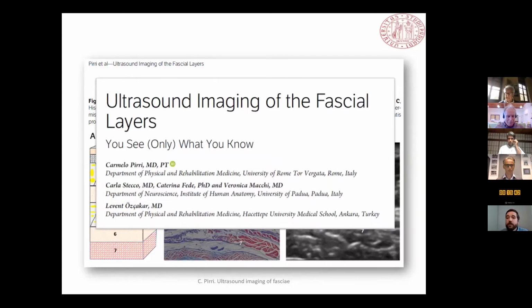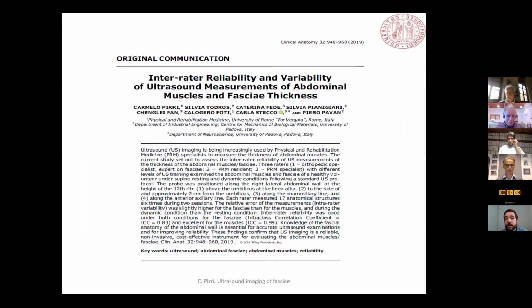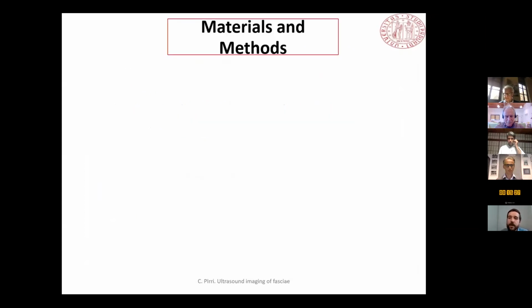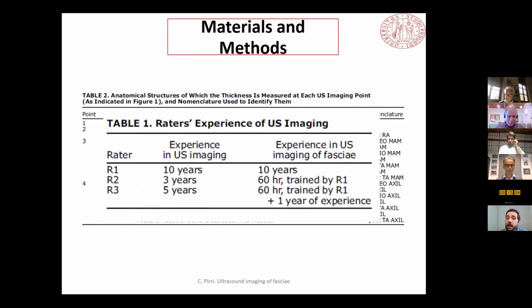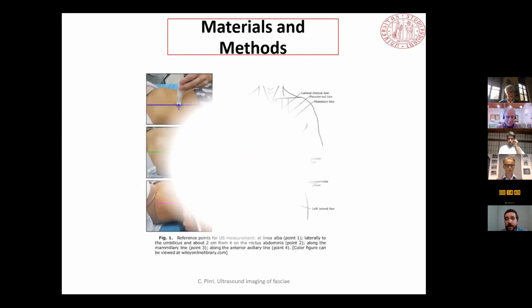And it's possible to measure, and it's possible to have a good inter-rater reliability if we measure the same thing. For this, we wrote another paper about the measurements of abdominal muscles and fascial thickness in the abdominal wall. We measured a lot of points in the abdominal wall, the thickness of the muscle, but also the thickness of the fascial layers during the relaxed situation and during a contracted situation. And we used three raters: one rater with 10 years of experience in ultrasound imaging of fascia, and two raters with different experience.